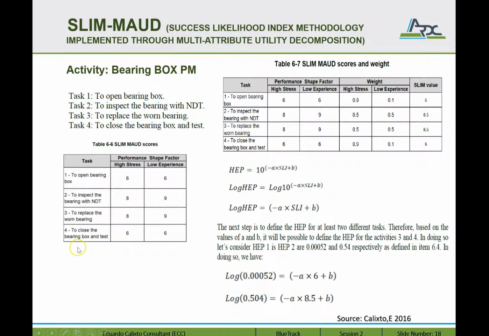For each one of the tasks, I first need to put some scores for these two performance factors I consider: stress and experience. Depending on the level of experience and performance, I put in a scale of 1 to 9. If I have very low experience, I will have 9 as a factor. If I have very high experience, I put 1, and then this low experience will influence lower the human error probability for this task.